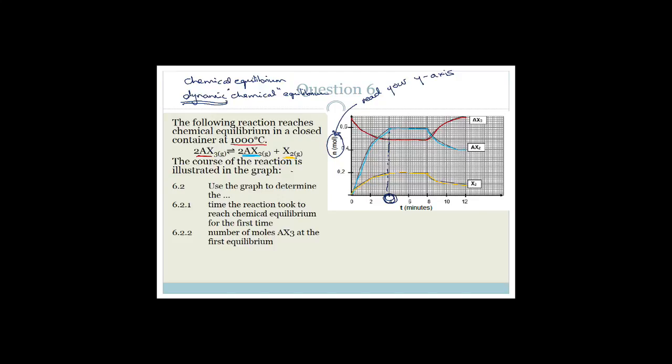Okay, never mind. So now it says the number of moles of AX cubed at the first equilibrium. So you need to determine the number of moles of AX3, should I say, at the first equilibrium. So if we look at this, this here is at 4 minutes and that is 0.6. So if I look at my graph very carefully, and again, this will probably be bigger on your exam paper, that is 0.5. So the number of moles of AX3 at dynamic equilibrium is 0.5.